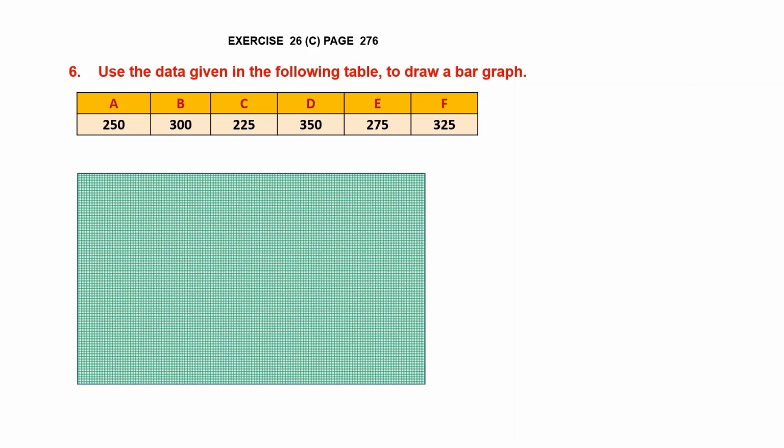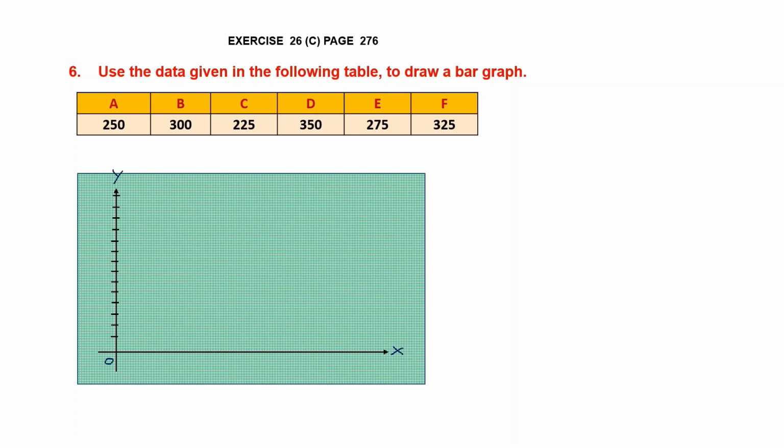The first step is get your graph sheet ready and then draw your x-axis, which is the horizontal line. This is the horizontal line, which is the x-axis, and then we have the vertical line, which is the y-axis, and the point where they both meet will be O. Okay, now the next thing we need to do is put the markings on the y-axis.